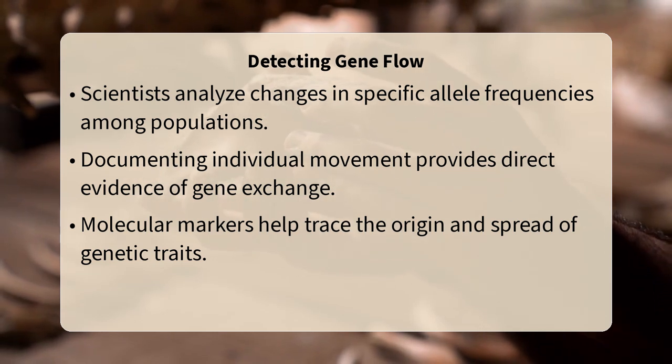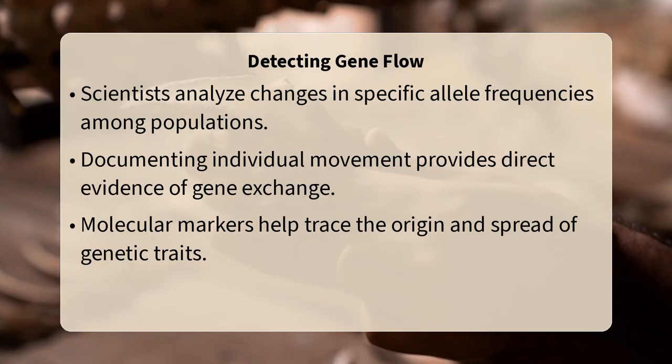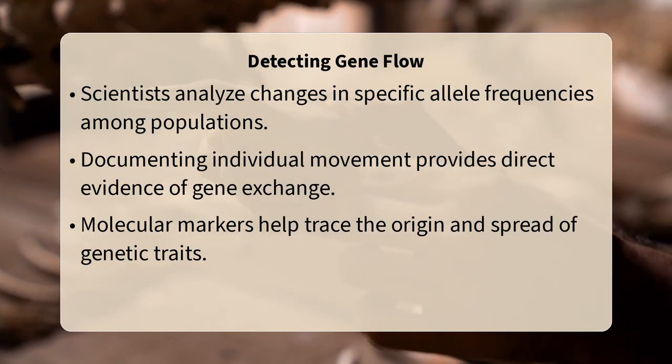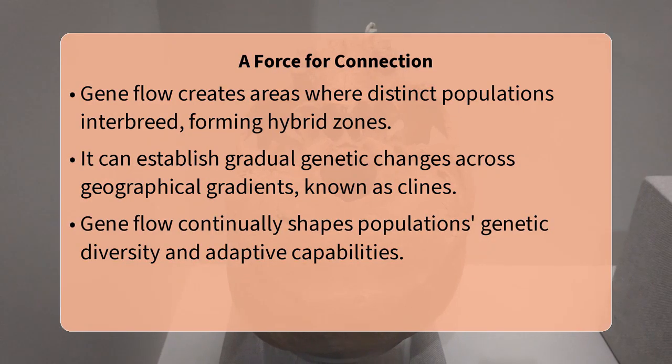We see its effects in the natural world through phenomena like hybrid zones, which are areas where two genetically distinct populations meet and interbreed, producing offspring of mixed ancestry.